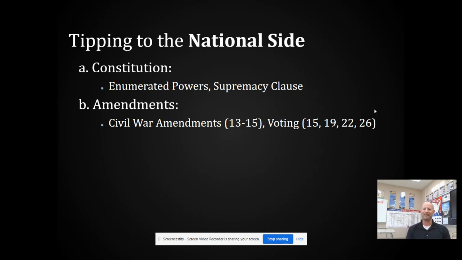The 22nd, which this one really isn't a voting amendment. I believe that's supposed to be the 24th. The 24th got rid of poll taxes. The 22nd limited the president to two terms. That might be a typo in our notes right there. But other voting amendments: the 24th gets rid of poll taxes, and then the 26th lowers the voting age from 21 to 18. That was due to the Vietnam War.